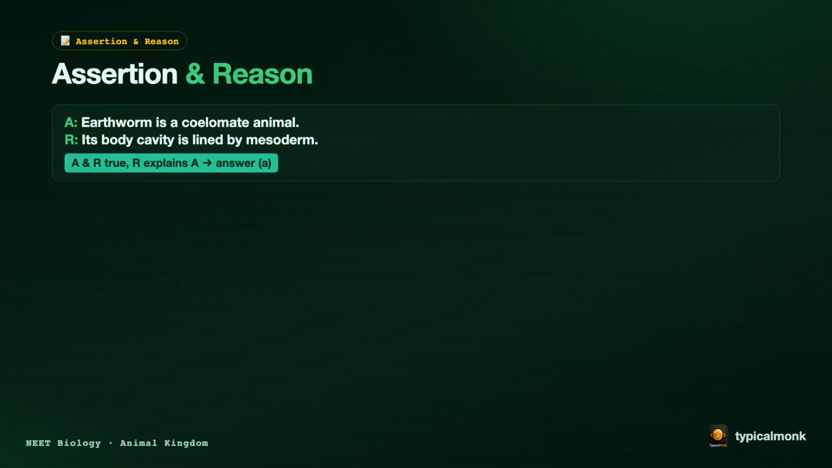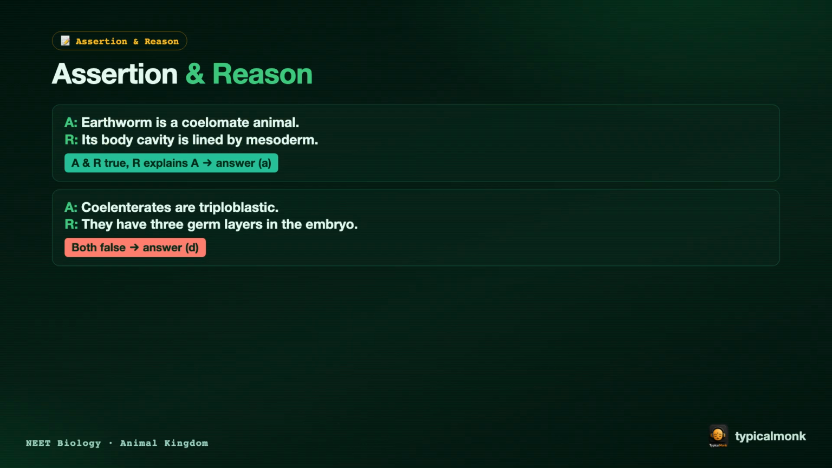Now the first drill, assertion and reason. Each time ask, is A true? Is R true? And does R explain A? First, A. The earthworm is a coelomate animal. R. Its body cavity is lined by mesoderm. Both true, and R correctly explains A. So the answer is A.